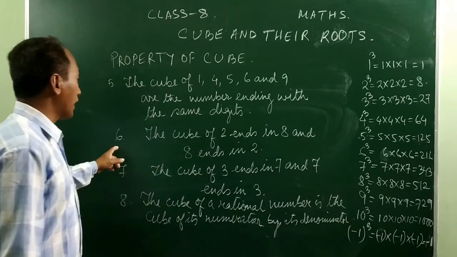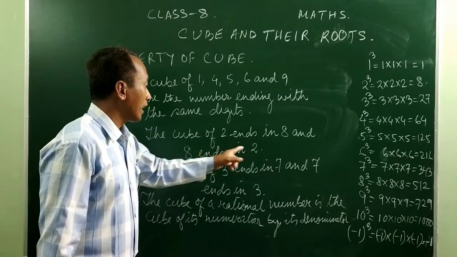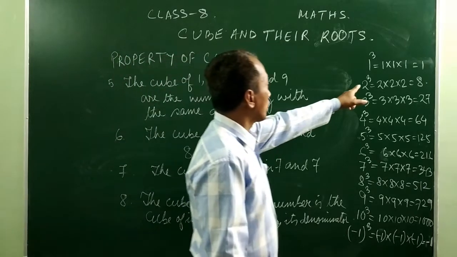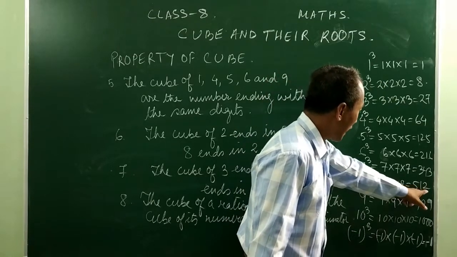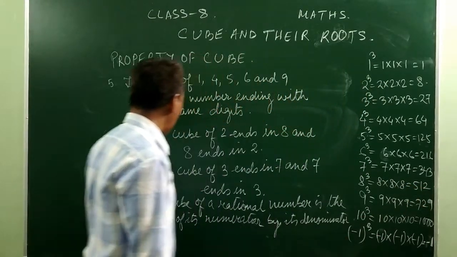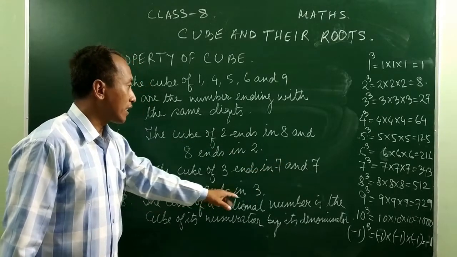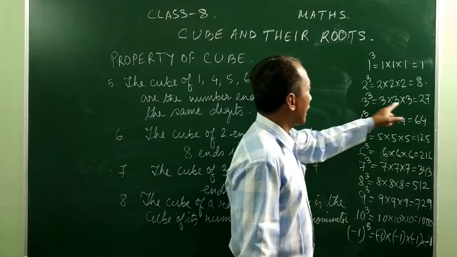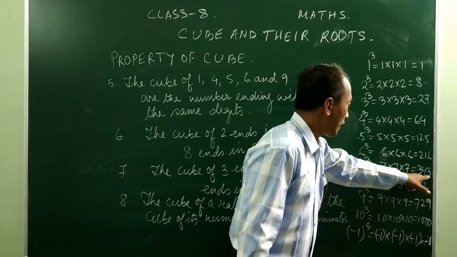The next property is the cube of a number ending in 2 ends with 8 and the cube of a number ending in 8 ends in 2. The cube of 2 is 8 here, and the cube of 8 ends with 2. Similarly, the cube of a number ending in 3 ends in 7 and the cube of a number ending in 7 ends in 3. The cube of 3 ends with 7 here and the cube of 7 ends with 3 here.